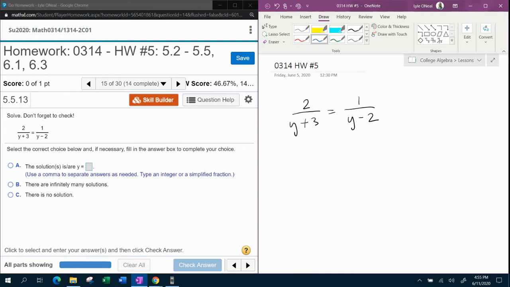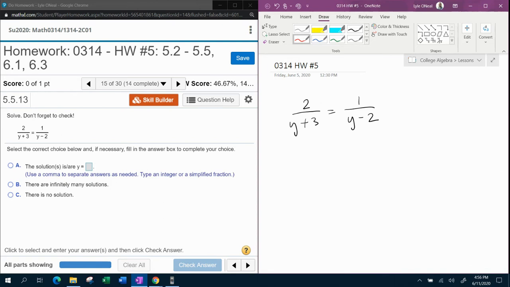All right, so what I want to point out in this problem, not only is this a rational equation because we have fractions with variables in the denominator, but this is a special kind of rational equation where you only have two fractions and one equal sign, okay? So this is called a proportion. When you have two fractions and one equal sign, that type of rational equation is called a proportion.